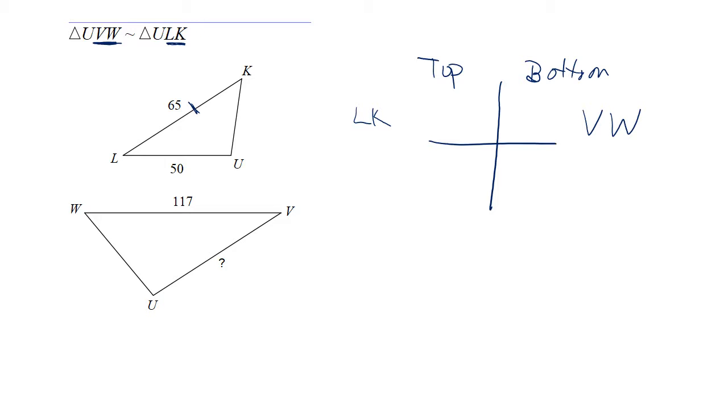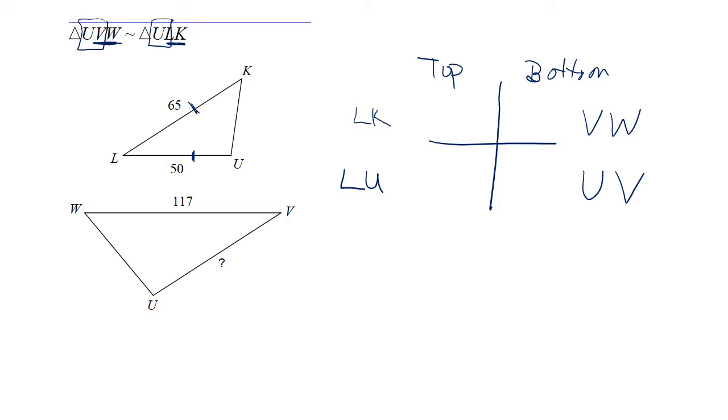All right, now I'm going to look at the other side given in that top triangle. I've got LU. So I'm going to put LU here. Now I'm going to look at my similarity statement. LU, okay, that's the first two endpoints. So that would have to match up with UV. So UV goes here. All right, so now let's go ahead and plug in those numbers.